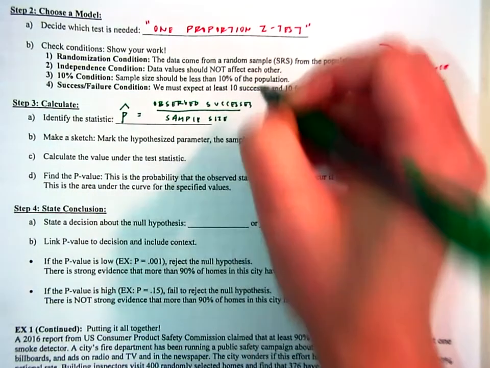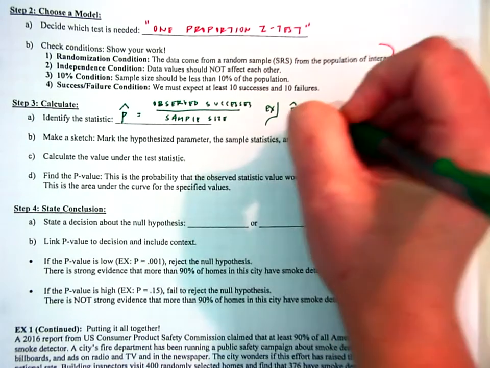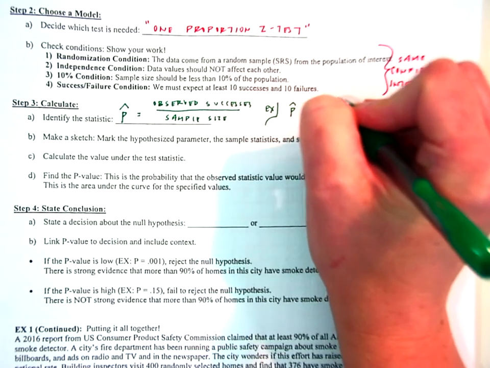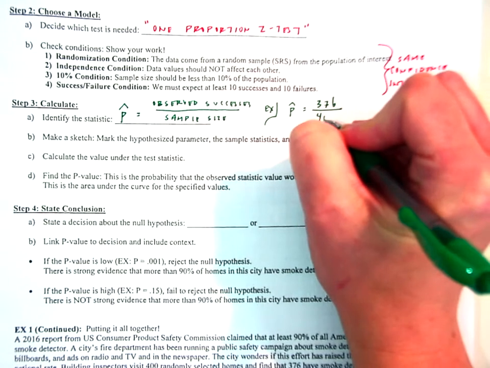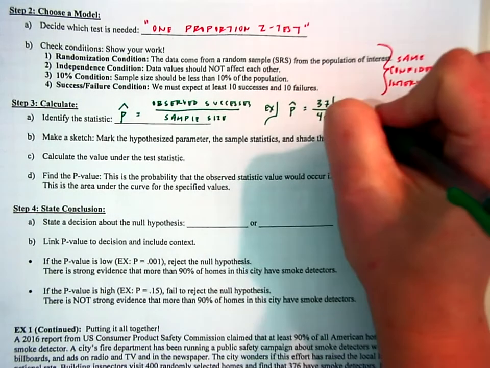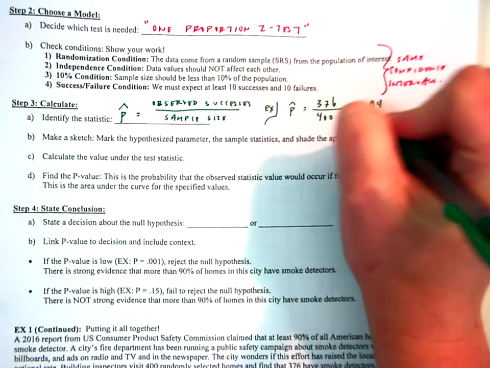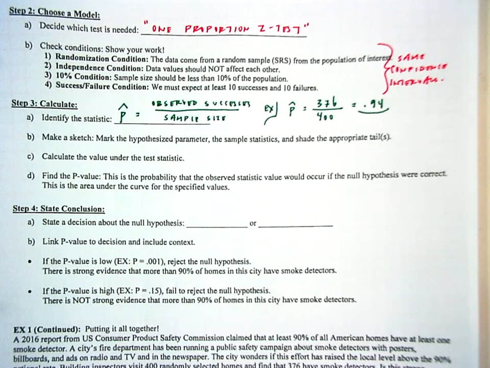Okay, so in our problem, for example, so back to the smoke detectors, we were told that 376 households did have a smoke detector in this town or city, and then we had a sample size of 400. So we're looking at our observed successes over the sample size, and we're getting a statistic of 0.94. So the statistic that we came up with is that 94% of these people that were randomly picked from this smaller city had a smoke detector installed in their home, at least one.